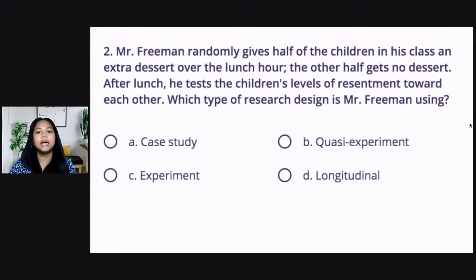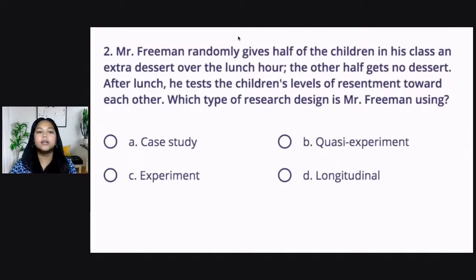Freeman randomly gives half of the children in his class an extra dessert over the lunch hour. The other half gets no dessert. After lunch, he tests the children's levels of resentment toward each other. Which type of research design is Mr. Freeman using? Is it letter A, case study, letter B, quasi-experiment, letter C, experiment, or letter D, longitudinal? Okay, I see a lot of letter C's in our chat box.